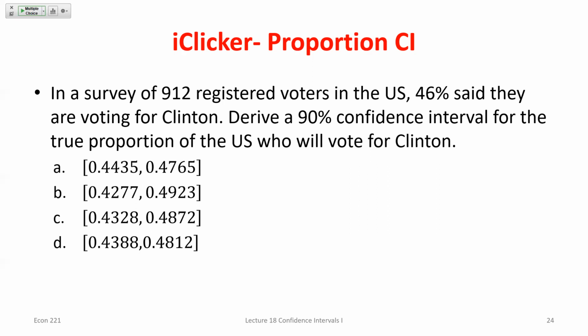From there, the only other thing that we really need is our Z-score, because we plug in that 0.46 for our sample proportion. We have that sample size, 912. So the only thing we'll have to do is find that Z value, the number of standard deviations away we need to go. So here, if I want the 90% confidence interval, my alpha value is what?